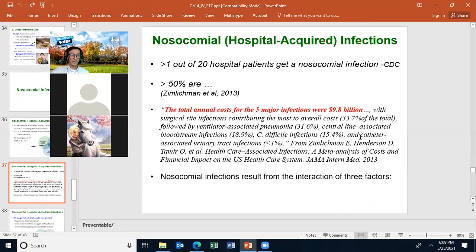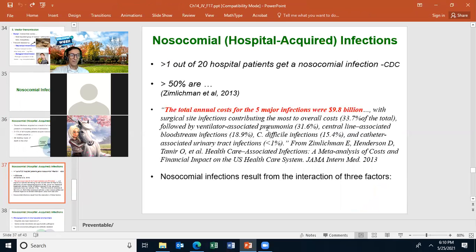So the CDC says that over 1 in 20 hospital patients gets a nosocomial infection. Then about 50% of nosocomial infections are preventable. They have a huge cost. You don't need to know any of the numbers or even what the cost is, but I'm just putting them on the slide here.